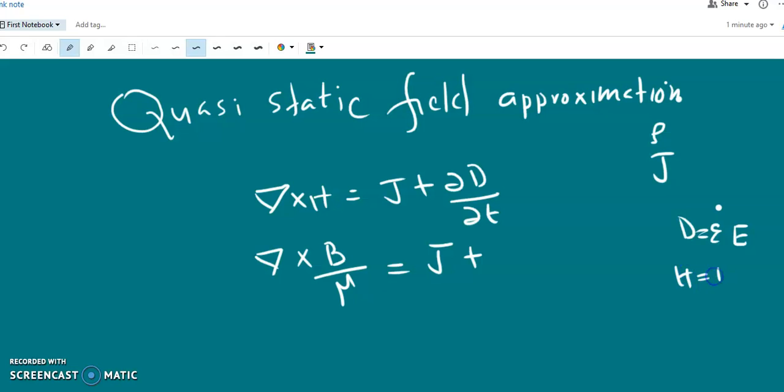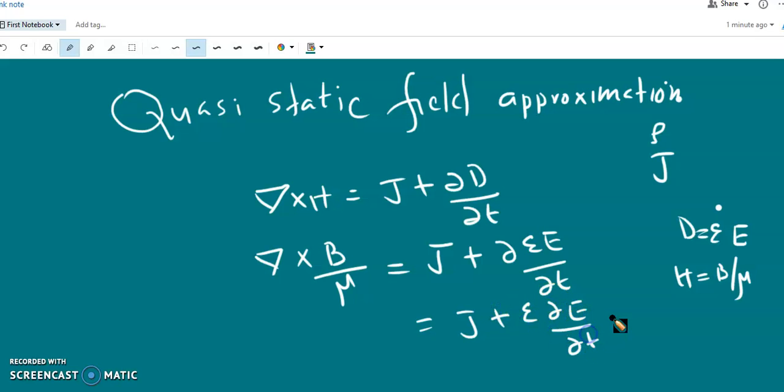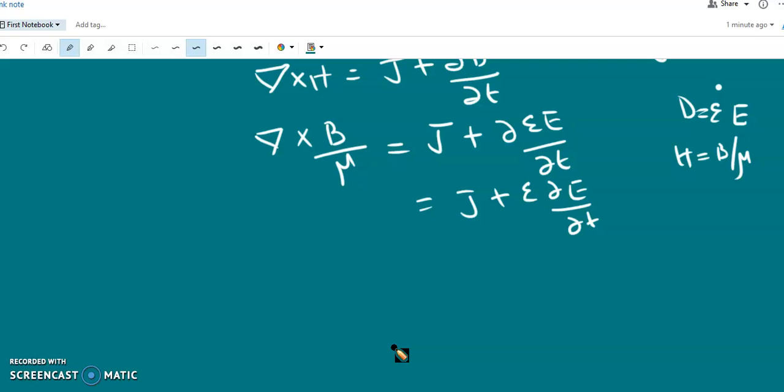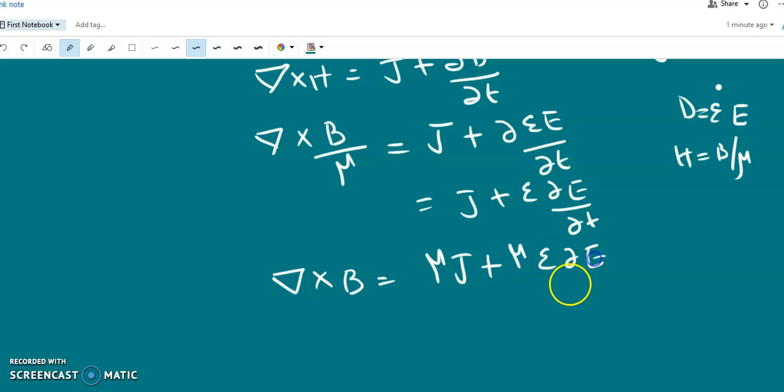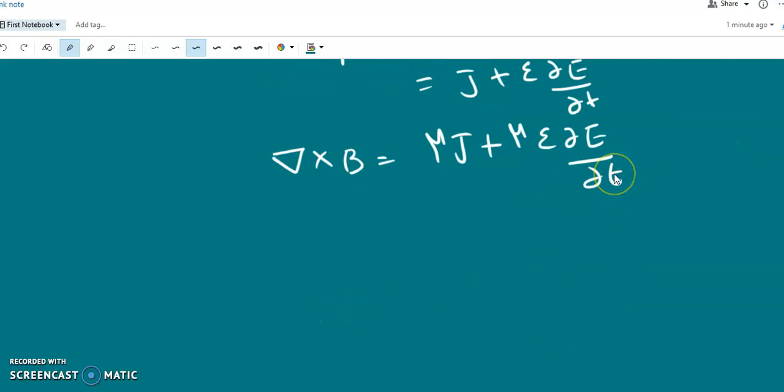And H is B by mu. So substituting it over here, dou epsilon E by dou T. So taking epsilon outside, we have a J plus epsilon dou E by dou T. So now taking mu towards right, we have del cross B is equal to mu J plus mu epsilon dou E by dou T. So in this equation, we have to write the magnetic field and electric field in terms of the corresponding potentials.